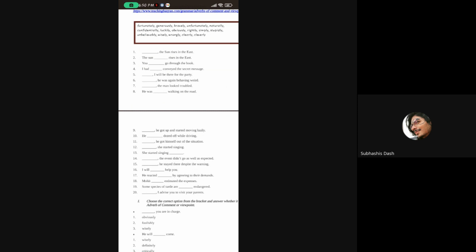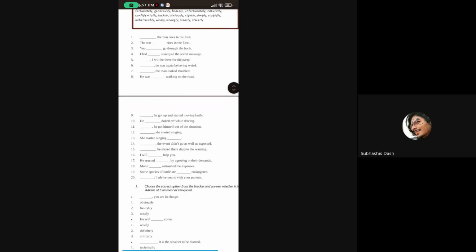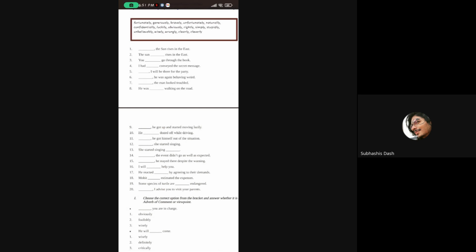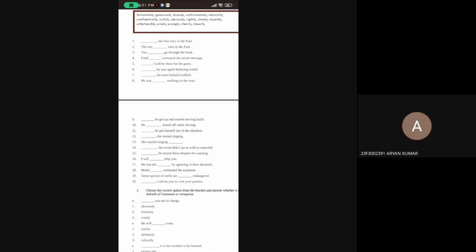16th, I will dash help you. Obviously. I will obviously help you. Obviously should be the better option here. 17th, he reacted dash by agreeing to their demands. Wisely. Unbelievably. He reacted unbelievably by agreeing to their demands, wisely by agreeing to their demands, wrongly by agreeing to their demands, cleverly by agreeing to their demands. Many options available. Rightly also. Okay. Yes. So many options available.